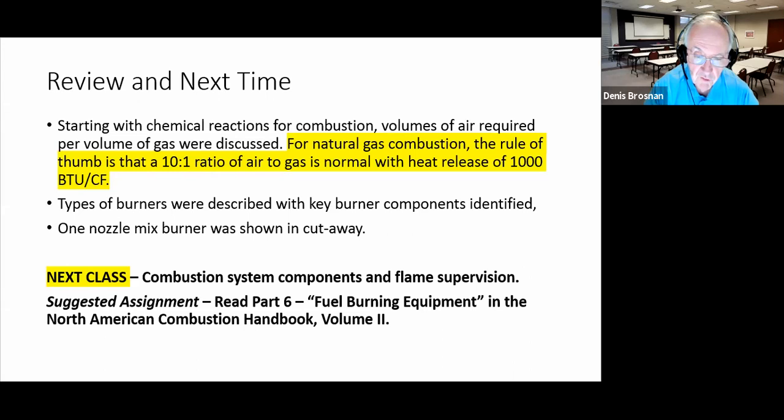So I really suggest you read part 6 in the newer North American Combustion Handbook, Volume 2, and this part 6 is called Fuel Burning Equipment. I give North American Combustion a lot of credit for providing these pictures that we've looked at today. I recommend that you obtain the North American Combustion Handbook, which you can do on Amazon, a used bookstore, in your company library, or perhaps through the North American Combustion website.